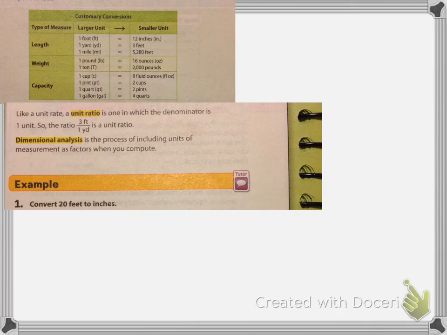Right here, just below the table, it says, like a unit rate, a unit ratio is one in which the denominator is 1 unit, and so the ratio 3 feet over 1 yard is a unit ratio. Dimensional analysis is the process of including units of measurement as factors when you compute. So let's go ahead and start with our first example, which says convert 20 feet to inches.